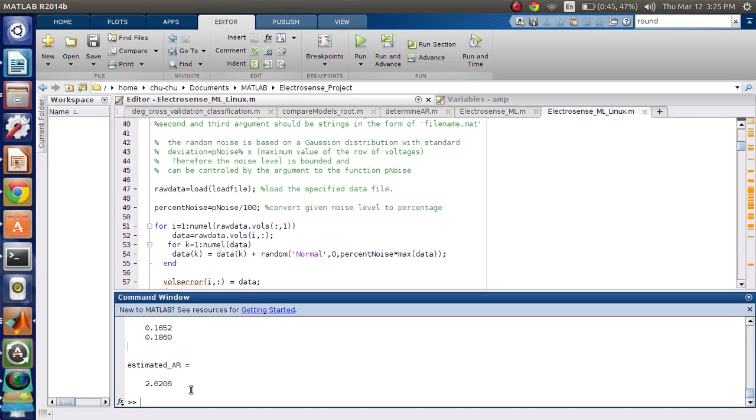Our conclusion from this experiment is that for a given spheroid object, we can determine its aspect ratio to an error of plus or minus 5%.